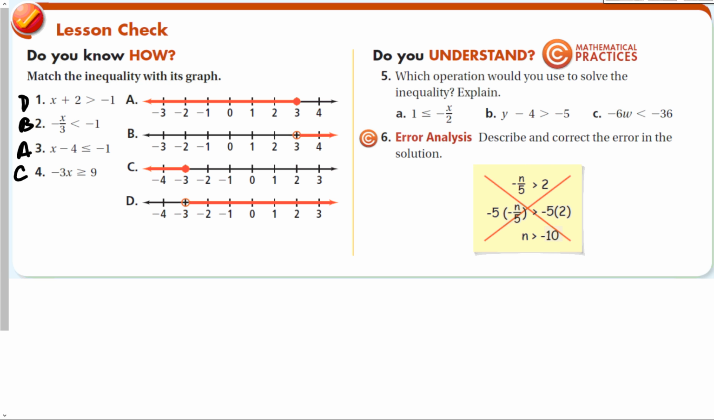Describe and correct the error in the solution. Well, you can see the same thing that we've been talking about all this time is that as soon as you multiply by a negative number, you must change the inequality symbol. Okay? And that is 3-3, solving inequalities using multiplication or division.